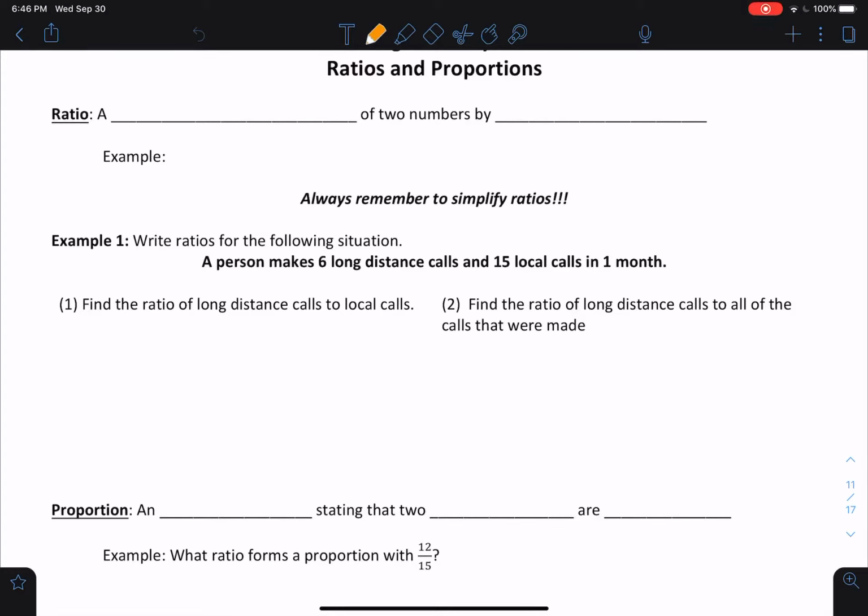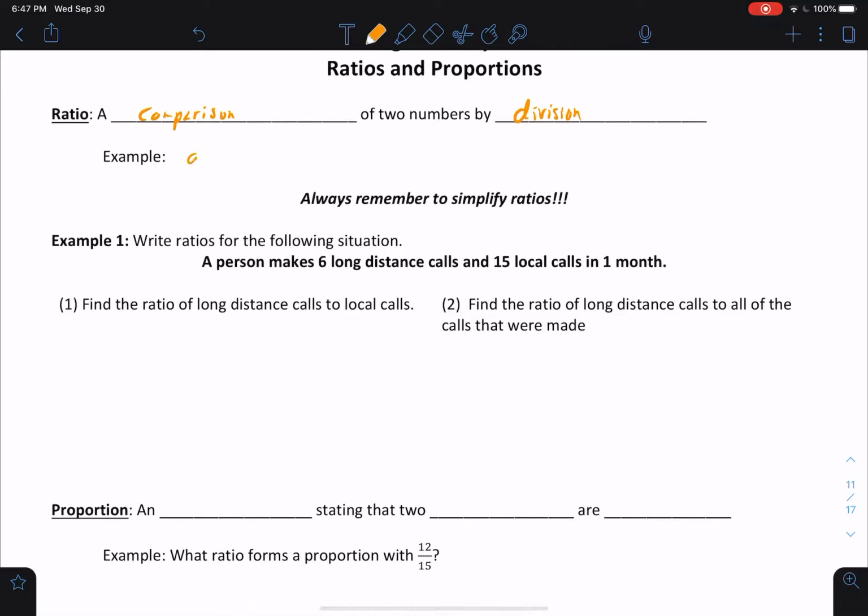Hey there everyone. So in this video we're going to talk about ratios and proportions. Ratios are a comparison of two numbers, so a comparison of two numbers by division. All right, so an example, there are three different ways to really commonly represent a ratio.